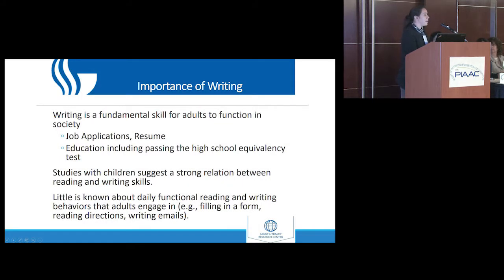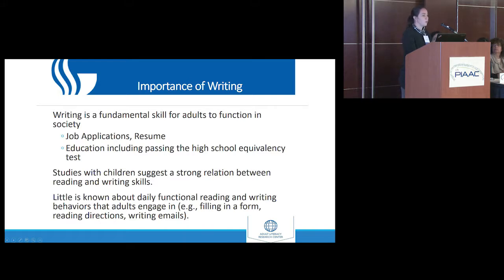So as we all know, writing is a fundamental skill for adults to function in society, from as simple as filling in job applications and resumes to, specific to low-skilled adults enrolled in adult literacy programs, having a 45-minute essay to complete their GED test or their high school equivalency. There's not been work done on particularly writing behaviors, but also writing abilities for adults in relation to reading skills.